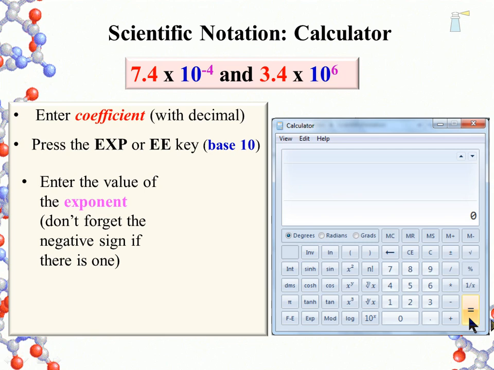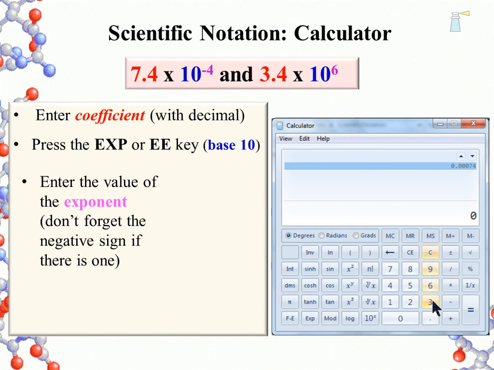We'll begin by entering the coefficient. 7.4. Press the EXP button. Enter the value of 4. Hit the plus negative sign and return equals. Clear. Suppose we want to enter 3.4 times 10 to the 6.